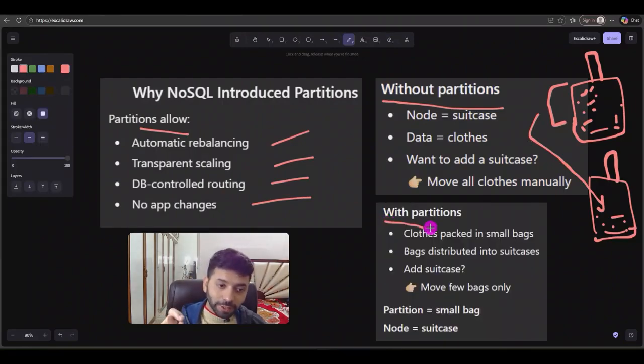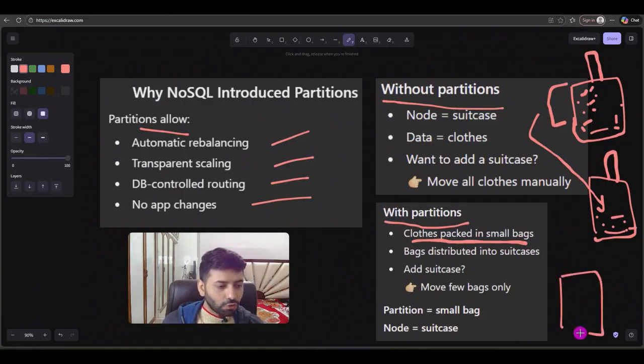Now the case with partitions: it will be like the clothes are packed in small bags, okay? Instead of directly keeping the clothes in the suitcase, you first keep them in small bags, and then the bags are distributed in the suitcase. So instead of keeping all the clothes like this, now I have multiple bags, and inside each bag I have some clothes. One more bag here, and inside this I have kept clothes. One more bag here with clothes. So you can see I have 4 bags in this suitcase 1.